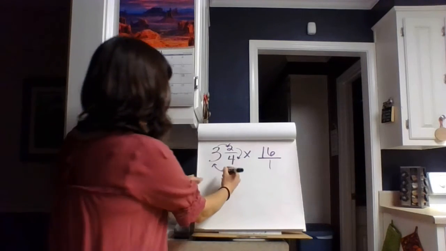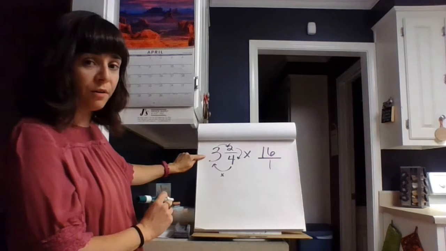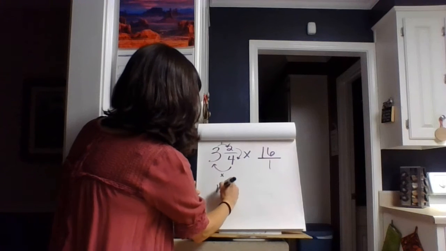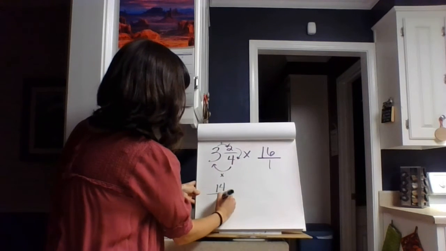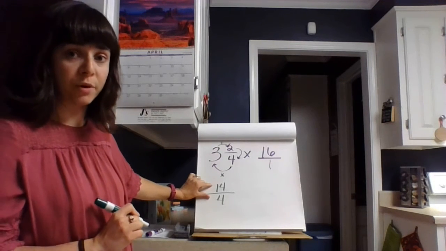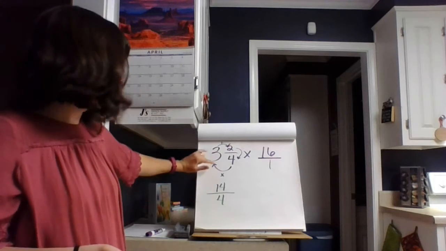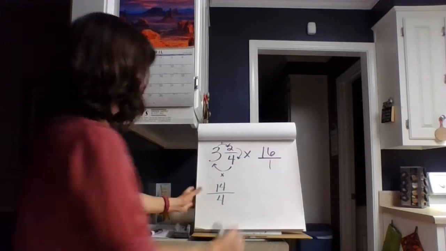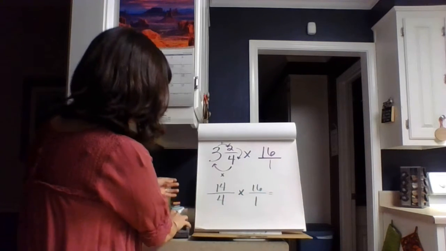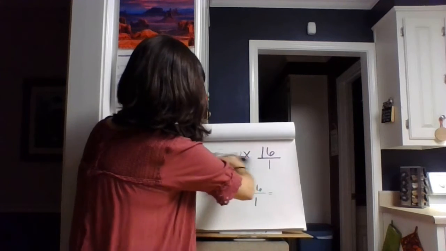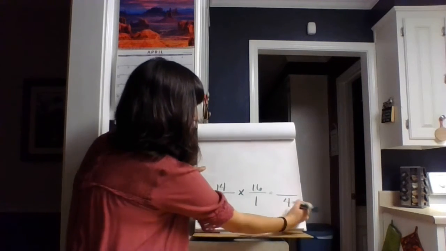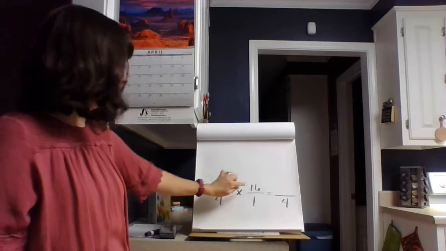So I'm going to multiply first 4 times 3, which is 12, and then I'm going to add my numerator. So 12 plus 2 is 14, and then that's all going to go back over my denominator of 4. So 3 2/4 is the same thing as 14/4. I could represent that with a picture and prove that it's the same amount. I'm not changing the amount. And then I'm going to multiply times 16 over 1. Okay, so obviously my denominator, 4 times 1, is going to be 4. And then I need to multiply 14 times 16.